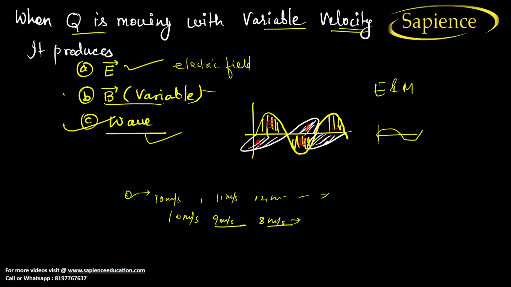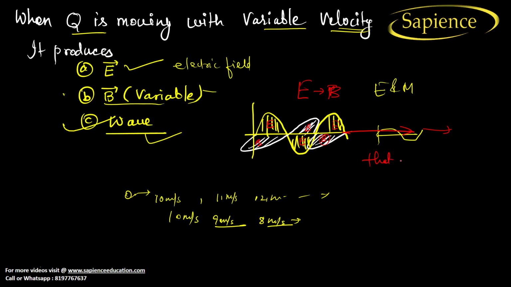So this magnetic field again creates an electric field, and this will create a magnetic field. So this is how all the electric field and magnetic field energy gets transferred from the electric field to the magnetic field, and in this way the wave moves forward.